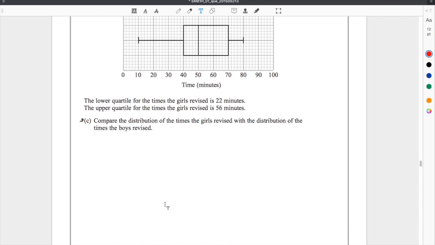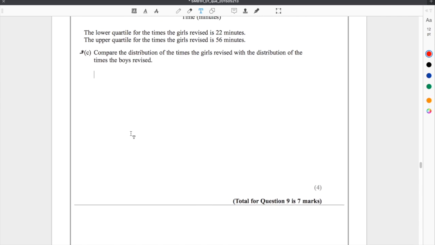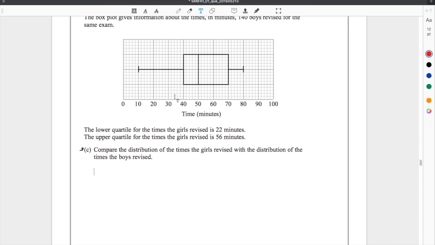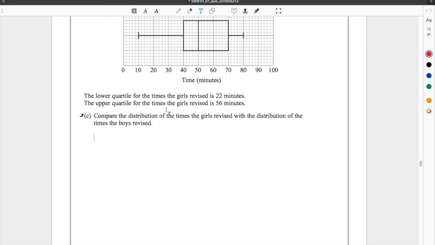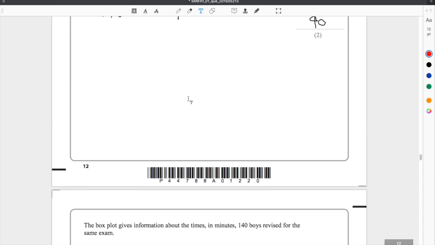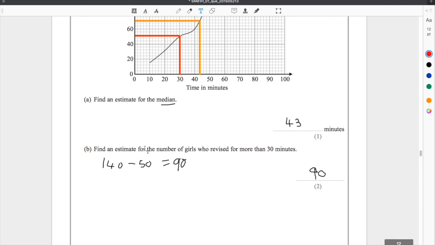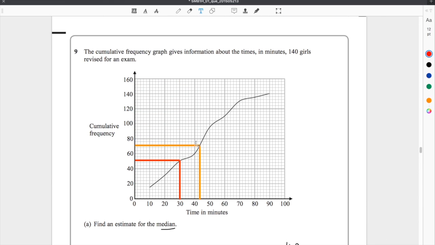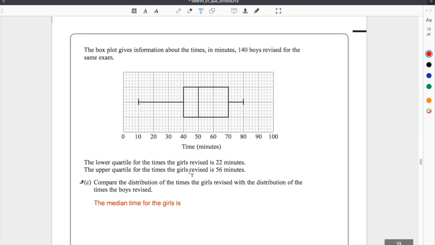So, with this question, 4 marks, we need to compare statistics directly, so I would always start with the median. So the median time for the girls is, we said that was 43 minutes, because this is the one for the girls. 43 minutes.